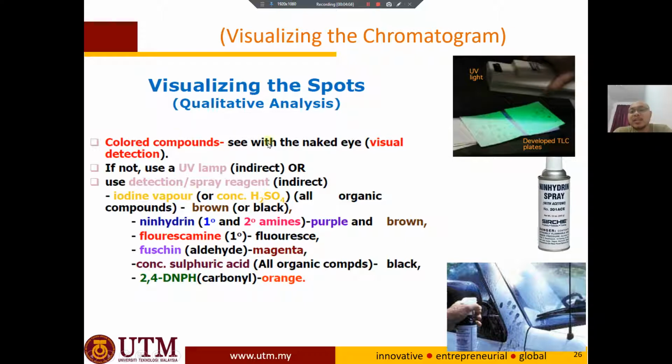But for visualizing the spots, you can describe: first by the naked eyes, if not, using the UV lamp, and third, using chemical enhancement, for example the iodine vapor or concentrated sulfuric acid. That alone can give you 3 marks if the question asks in the test, quiz, or final exam.